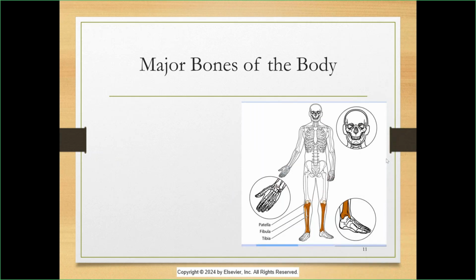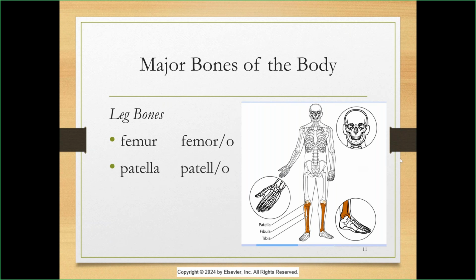Major bones of the body. Leg bones: femur with its combining form femoro. Patella, patello. Tibia, tibio. Fibula, fibulo. Common names for these bones are thigh, kneecap, and lower leg bones, and the tibia is the shin bone.